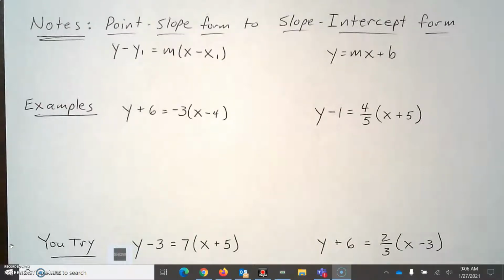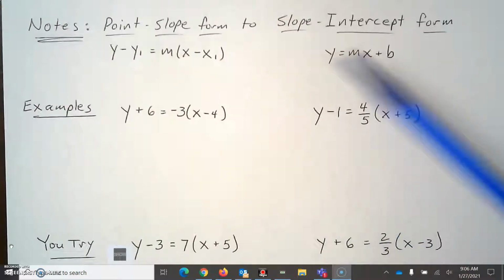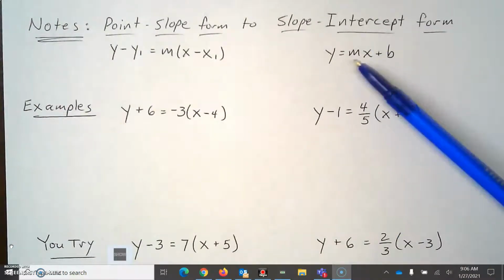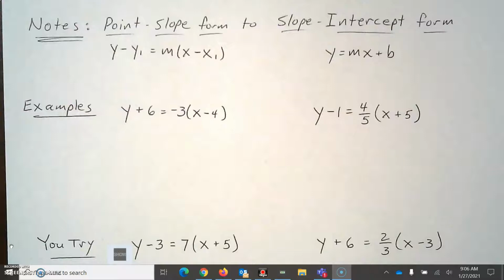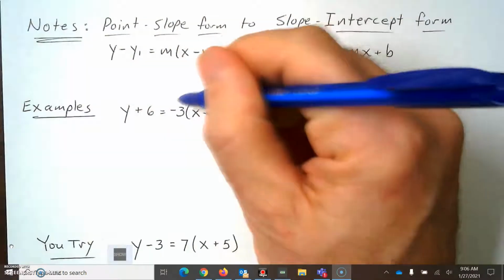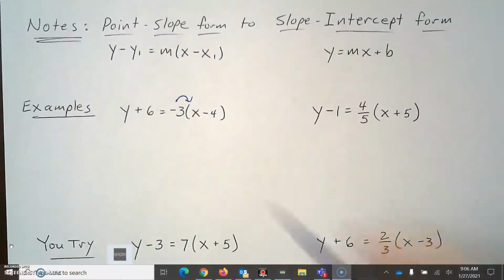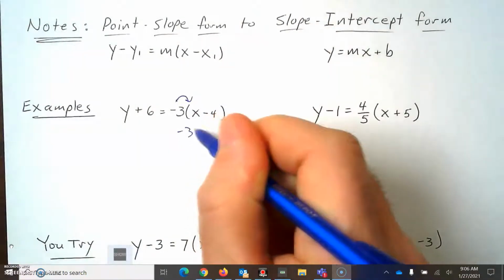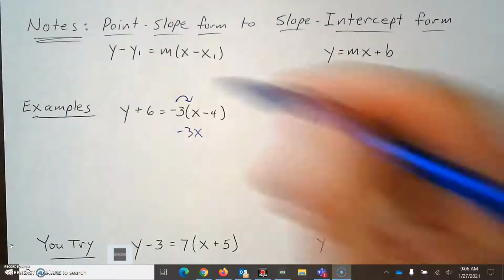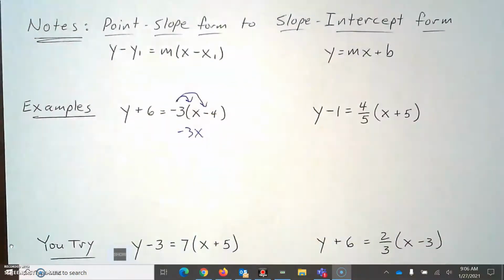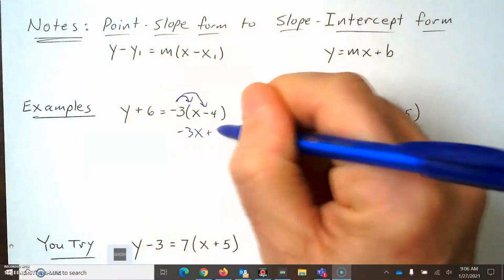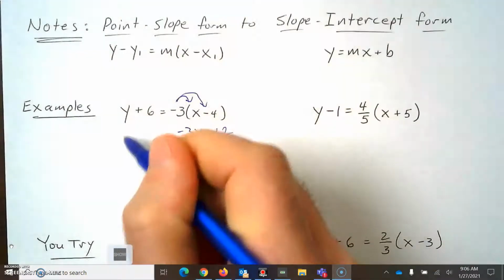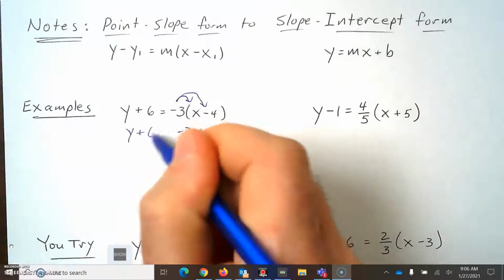But first, if I need to change this equation into this form, the first thing I need to do is get rid of the parentheses, and we do that by the distributive property. So negative 3 times x, watch your negatives and positives, is negative 3x. Negative 3 times negative 4. See, look on the left of each one of those. That's positive 12. So the y plus 6 just comes down.